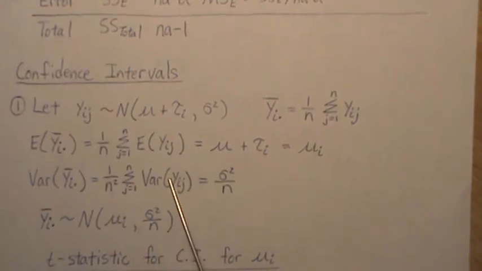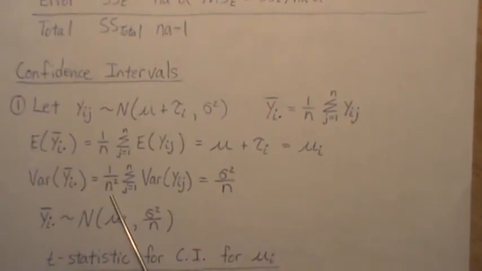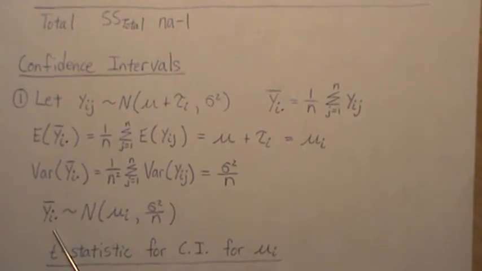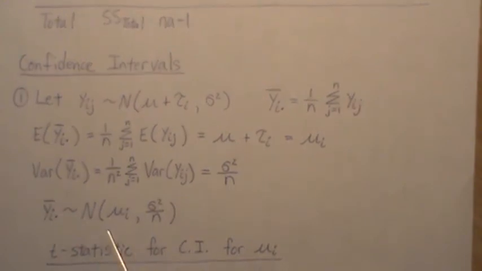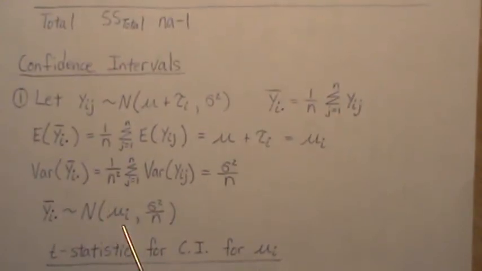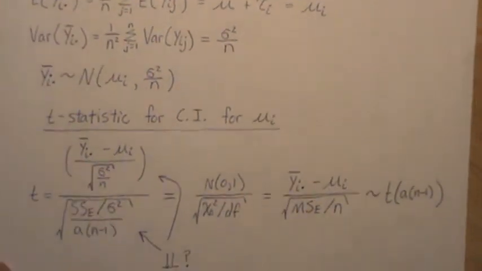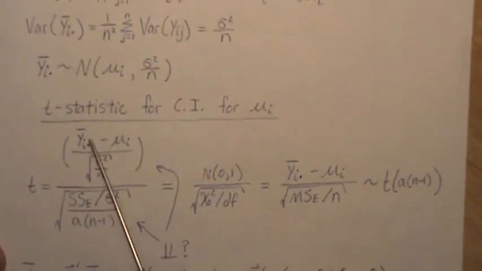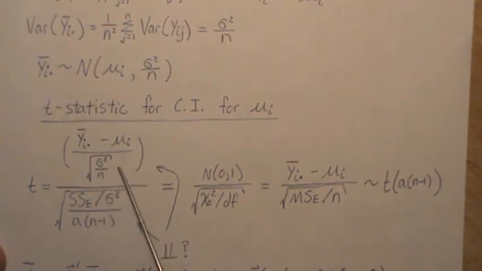The variance of this is sigma squared. We're adding up sigma squared n times, so one of those cancels, and we're left with this. So the treatment mean is normally distributed with mu i and sigma squared over n as the variance. So then the test statistic becomes this. We take the variable minus the mean divided by the standard deviation, and that creates a standard normal distribution.